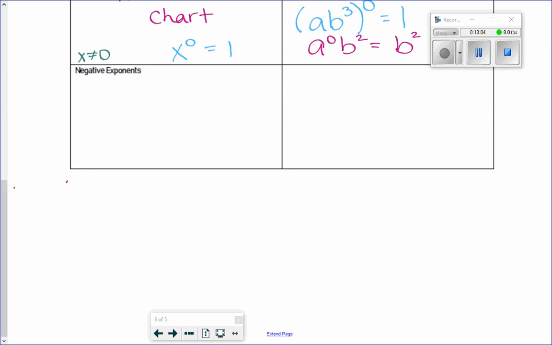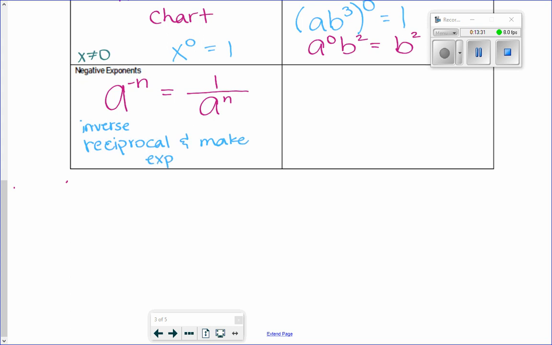The good news, this one is on the star chart. And on the star chart, what it says is the base a raised to the power of -n is the same thing as 1 over a to the power of positive n. So you're going to inverse, meaning reciprocal. Reciprocal and make the exponent positive.